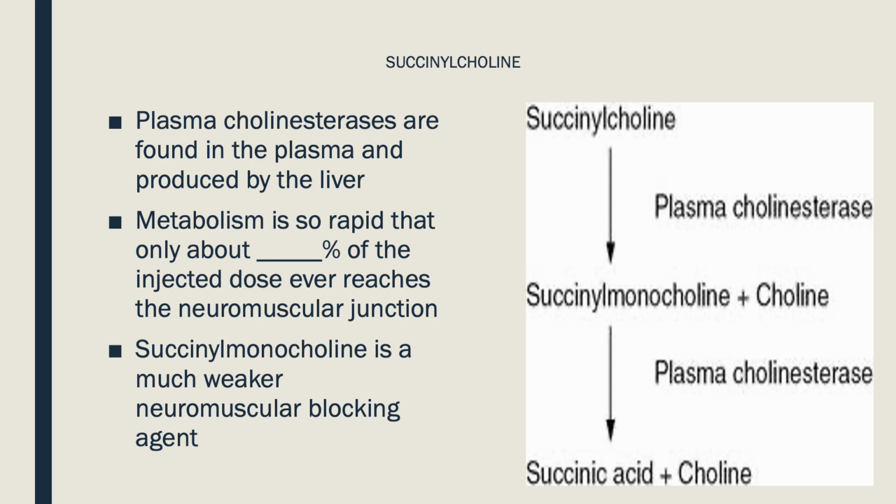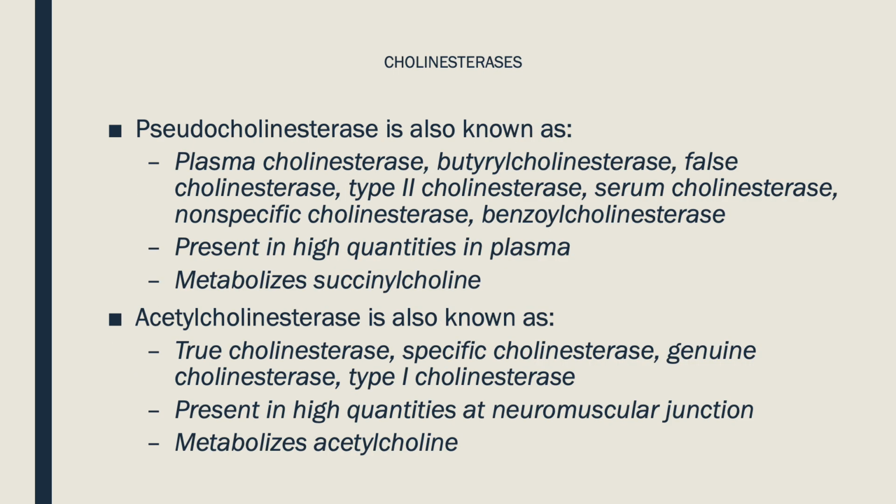What's it broken down to? Succinylmonocholine and choline. Succinylmonocholine has a much weaker neuromuscular blocking effect, and this is why it has such a short duration of action. And this process continues with succinylmonocholine broken down even further into succinic acid and choline, and these are actually inactive compounds. The rapid metabolism is a key feature that makes it very useful in situations requiring short-term muscle relaxation, like intubation. However, in those with acetylcholinesterase deficiency, this breakdown is delayed. This can lead to prolonged paralysis, and you have to be very careful with these patients.